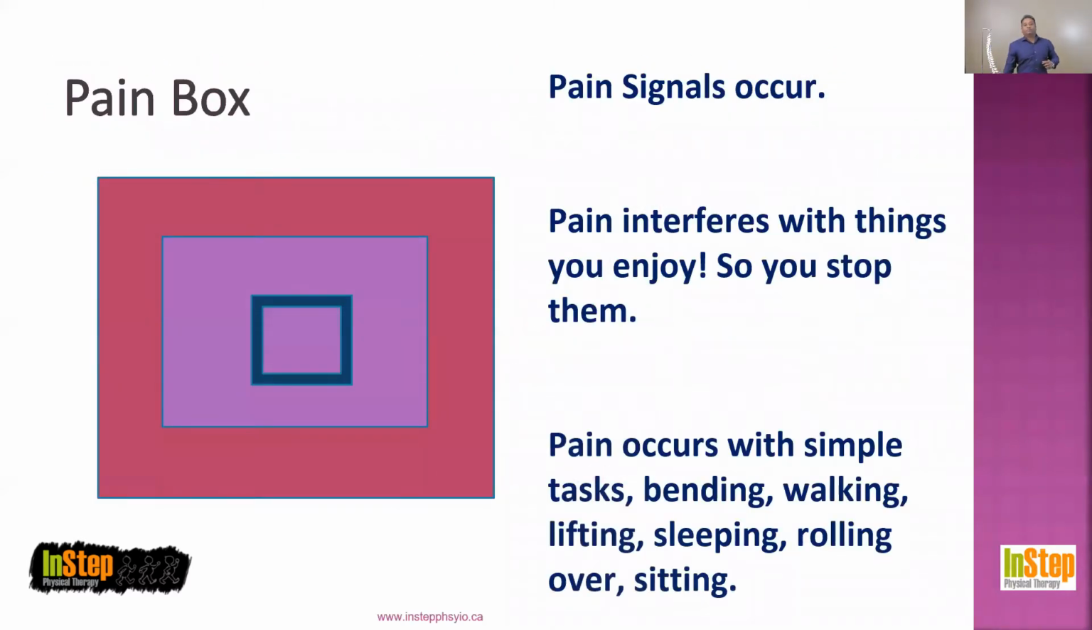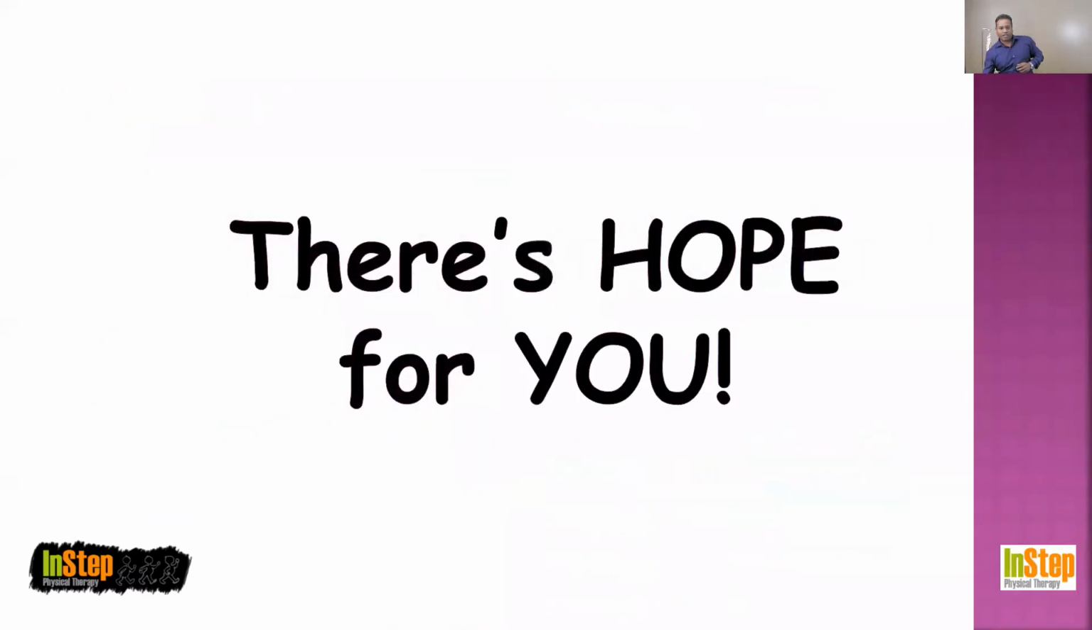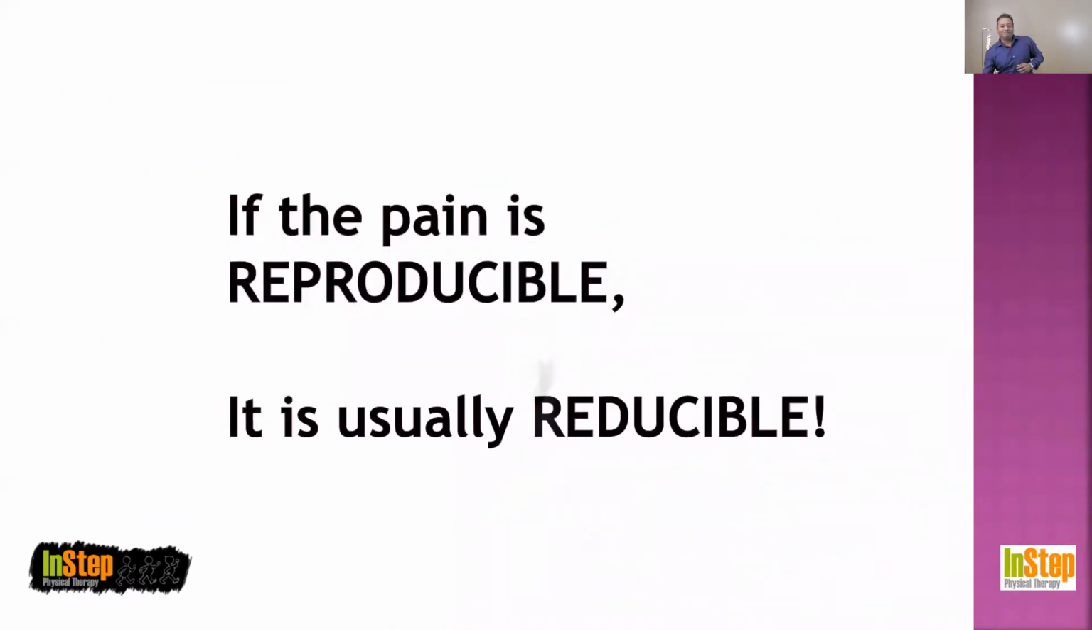Okay, so pain box. Pain signals happen in your body. It interferes with the things you do, right? So when you bend and you get pain, what do you do? You stop bending. When you run and you get back pain or leg pain, you stop running. Is that the right approach? Or is there any other approach you can take? There is definitely hope. So this is another take-home message, right? The first one I already told you: the right advice is the best pain medicine. The second take-home message is right here.